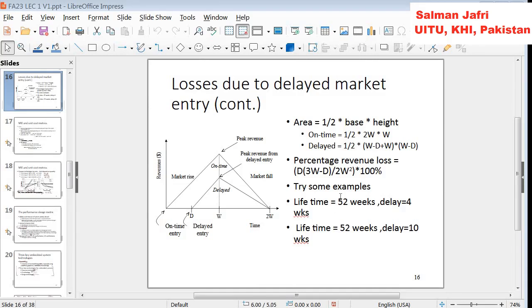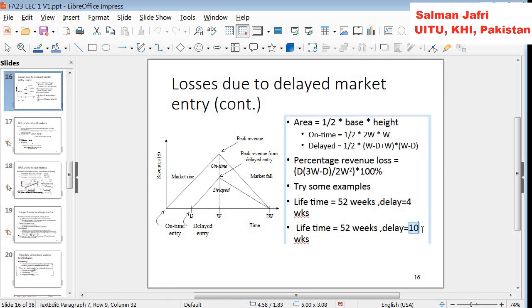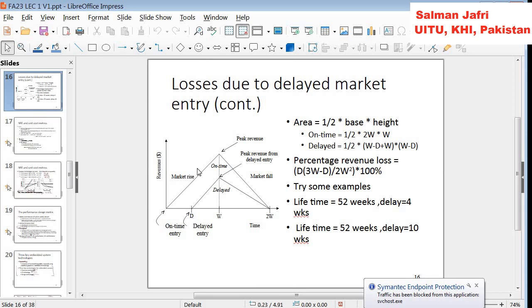Hello and welcome. Last time we started our discussion about revenue loss due to market delays, and we worked out some examples where the lifetime was 52 weeks and delay was 4, and lifetime was 52 weeks and delay was 10. And we got very alarming results. For just a delay of 4, the loss in revenue was about 22%, and for the 10 weeks delay it was 50% revenue loss. So this just signifies how important it is to launch a product at the right point in the market window, which is denoted by this big triangle.